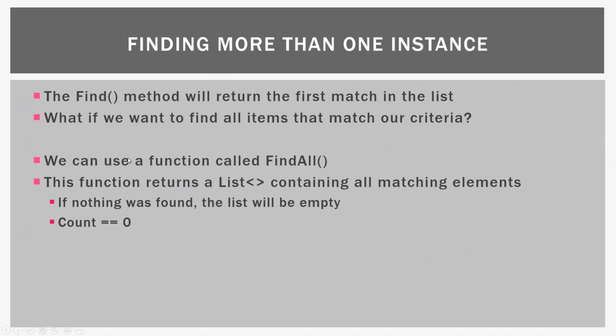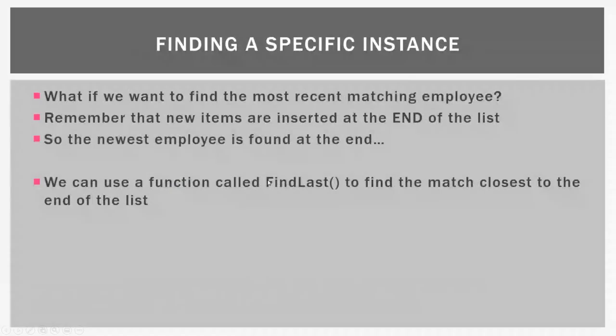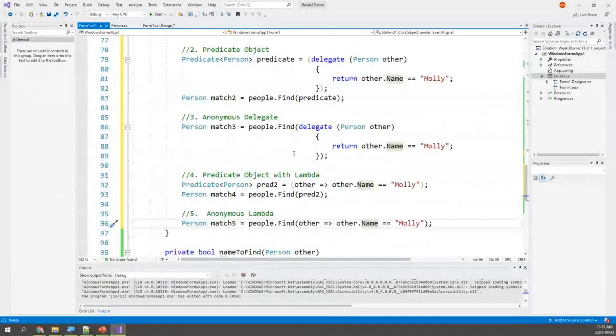As you might suggest, sometimes you want to find more than one matching object. If we're looking for people named Molly, maybe there's 3 or 4 different Mollys in our list and we want to find them all. We have a function called findAll. It returns a list containing all the matches. If nothing was found, the list will be empty. That means we can check its count to see if it's 0. With findAll, we pass the same kind of predicate.